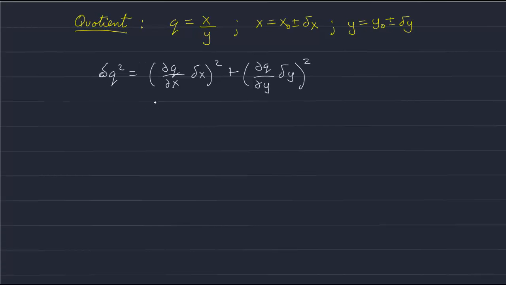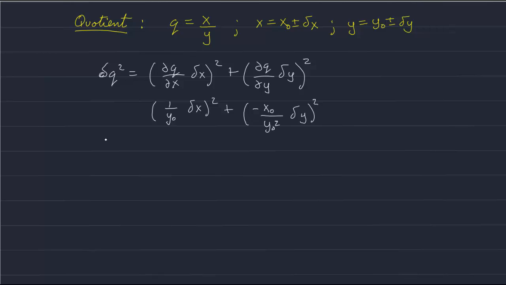So writing out the first term, the partial derivative of Q with respect to x is 1 over y, and we're just going to use y naught because, again, we're going to toss out any nonlinear terms of uncertainties. And then the second term, the partial derivative of Q with respect to y, is minus x naught over y naught squared. Again, throwing out the uncertainties of x and y for that term, times delta y squared.